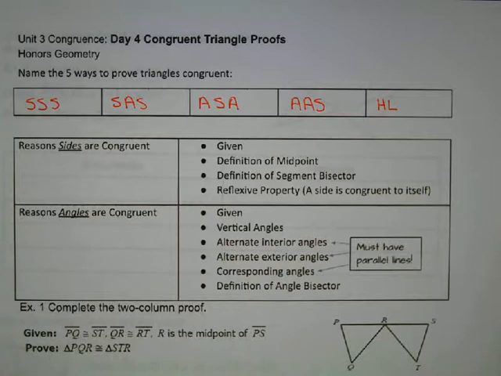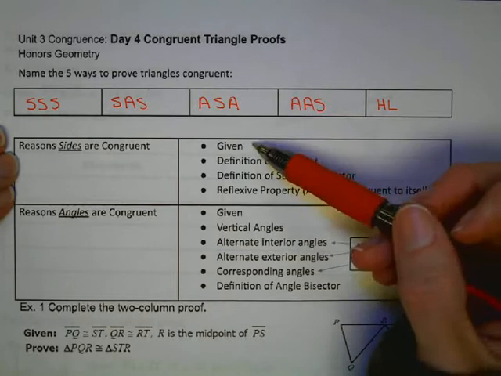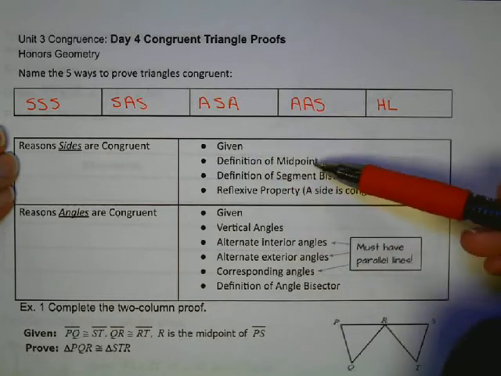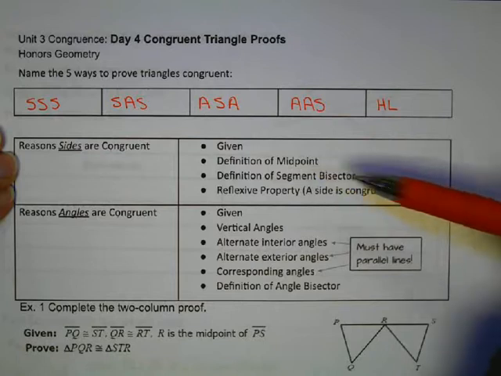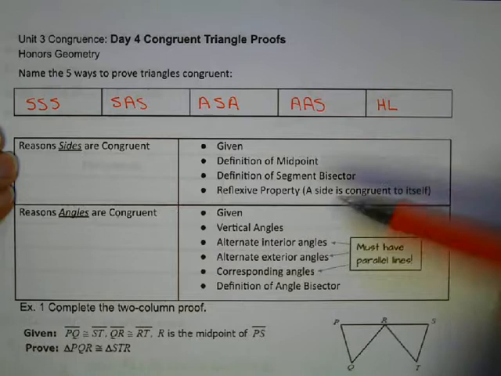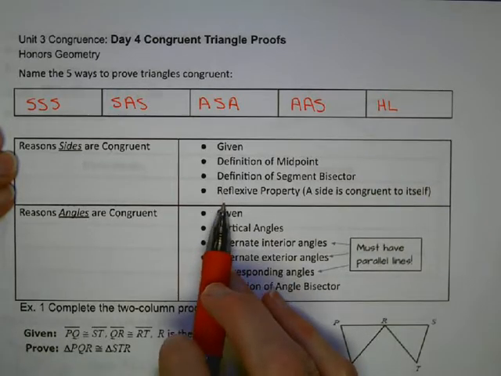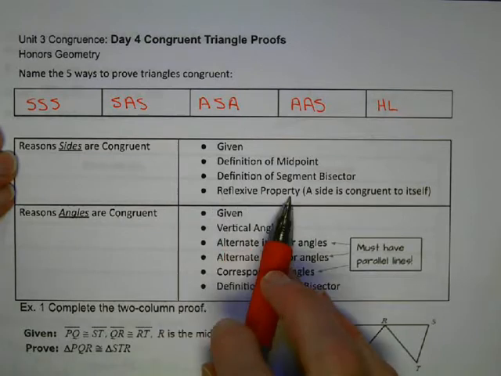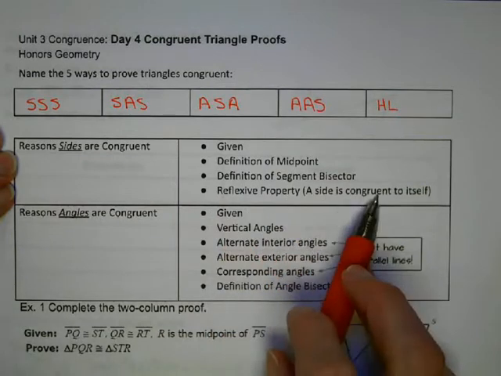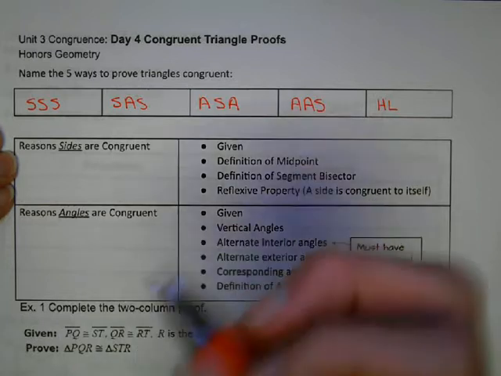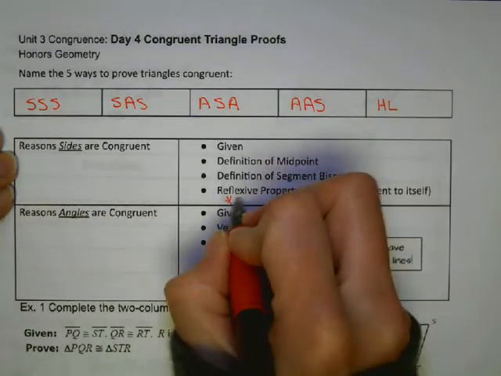We're going to look at the ways you can say sides are congruent. It could be stated in the given. Definition of midpoint: we know a midpoint makes 2 segments congruent. A segment bisector can make 2 segments congruent. Reflexive property: we learned this in chapter 1 in properties, but we didn't use it very often. Reflexive property is used when something is congruent to itself, and we use that when a side is congruent to itself, more specifically when it is a shared side.